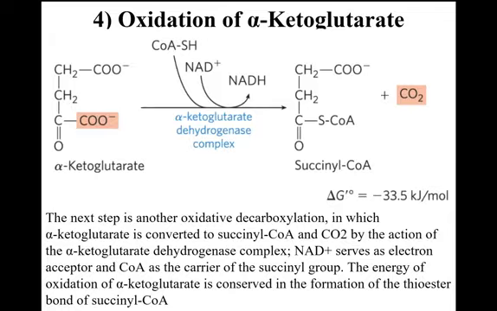NAD plus serves as an electron acceptor, and coenzyme A is a carrier of the succinyl group. The energy of oxidation of alpha ketoglutarate is conserved in the formation of the thioester bond of succinyl coenzyme A. And this is a favorable condition because we have a negative free Gibbs energy.